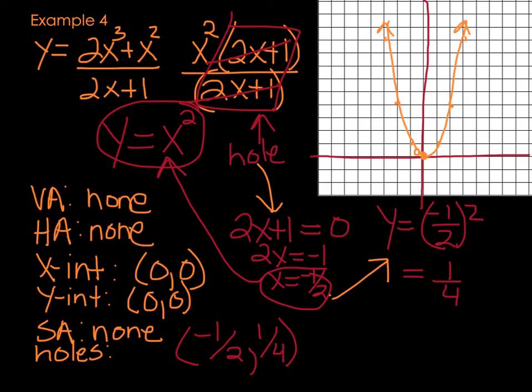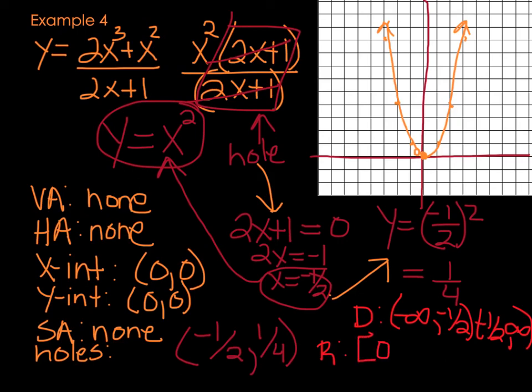Okay, for this graph we need a domain and range. So the domain is all real numbers except for the hole. So all real numbers except negative 1/2. So I'm going to say negative infinity to negative 1/2, and then negative 1/2 to infinity. So when you're doing domain and range, you write it just like you would with an asymptote. So our range, this one starts at 0, hard bracket because it touches 0, stops at the hole, which is at y is 1/4, picks up again after the hole, 1/4, and then goes on infinitely to infinity.